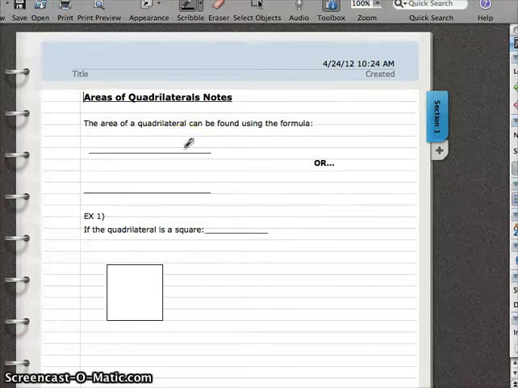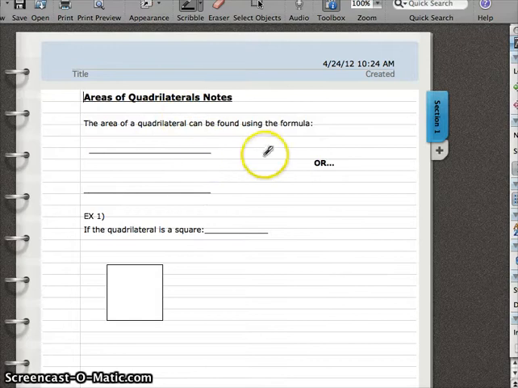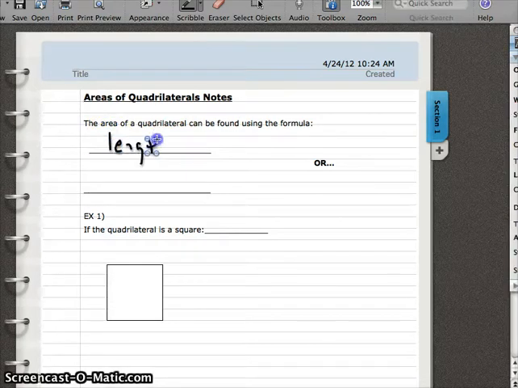In this video, we're going to be finding areas of four-sided shapes, or what are known as quadrilaterals. The area of any quadrilateral can be found using the following formula. You've probably heard of multiplying length times width to find the area. Length times width.